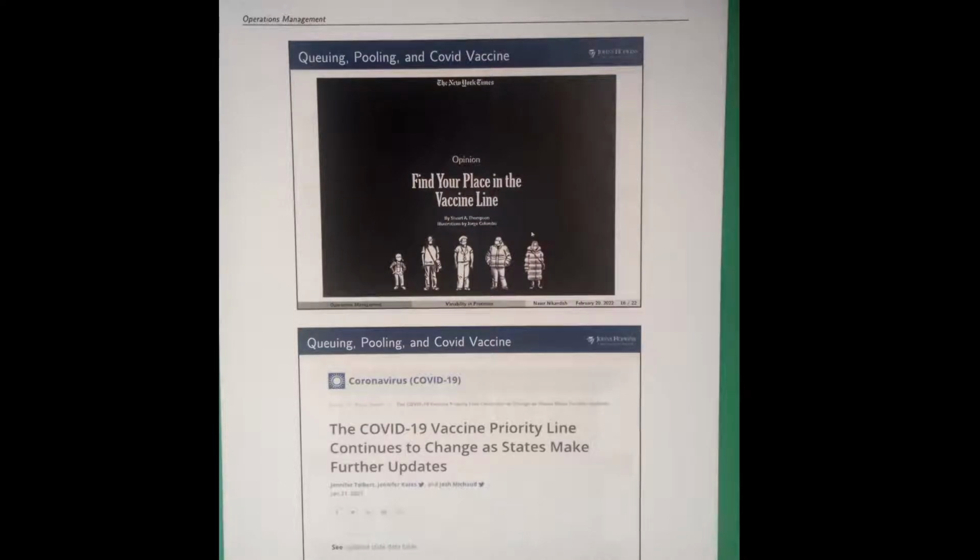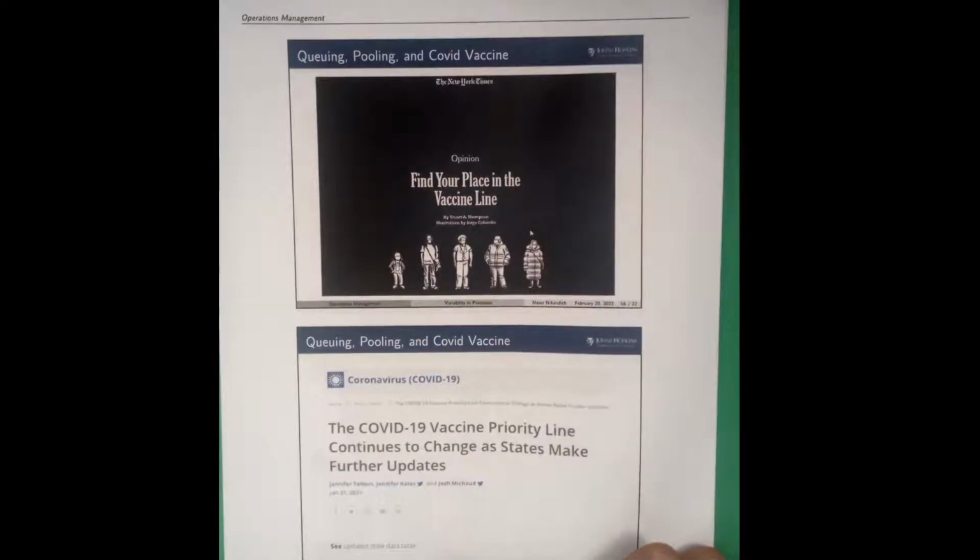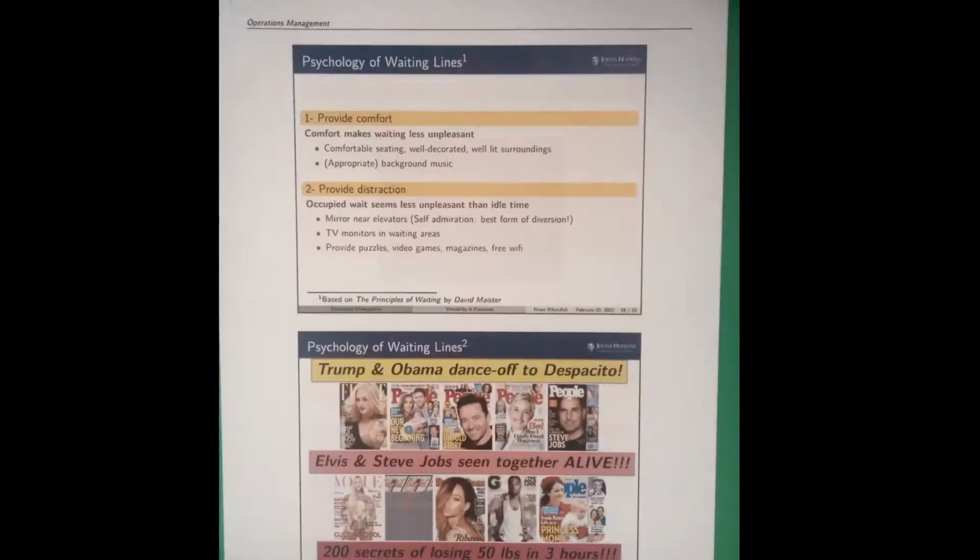If there's a line, how should we prioritize people in line in case of a vaccine? Should we give priority to older people? Should we give priority to younger people because they have higher life expectancy? It's one of those questions where the discussion can get very heated. But here's the thing: any service provider knows that waiting is part of their service.